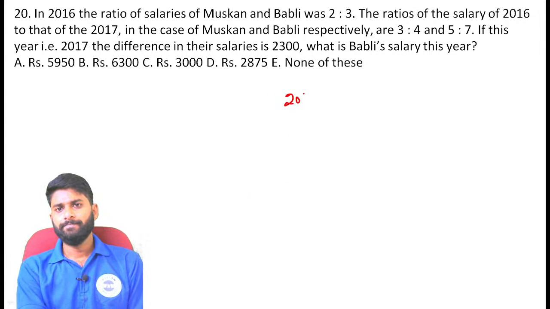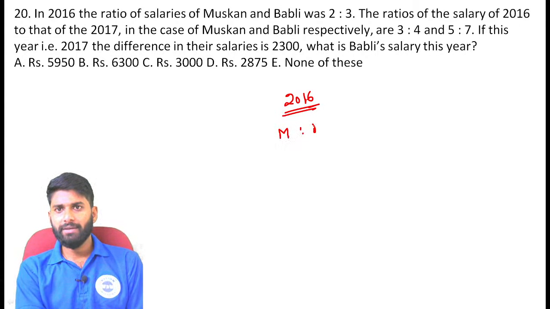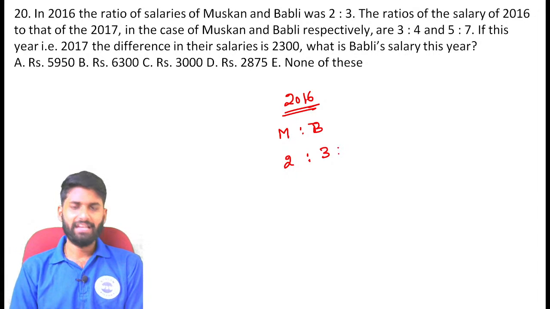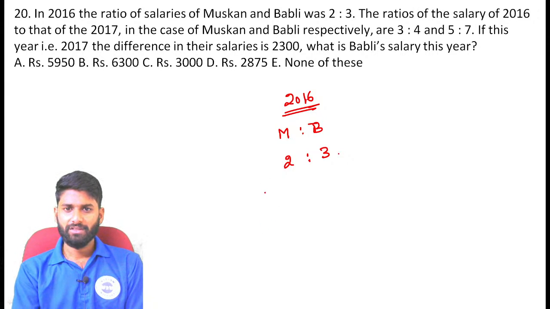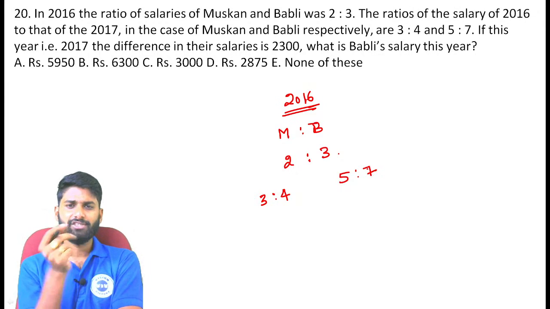In 2016, the ratio of the salaries of Muskan and Bubbly is 2 is to 3. Comparing the 2016 salary and the 2017 salary, in the case of Muskan and Bubbly, the ratios in 2017 become 3 is to 4 and 5 is to 7. Now, in the year 2017, the difference of their salaries is 2300. What is Bubbly's salary in that year?